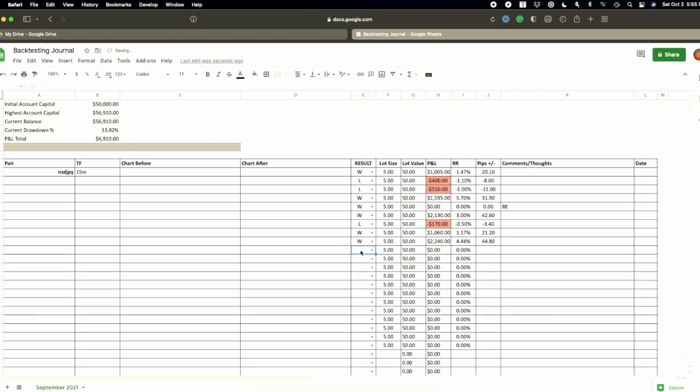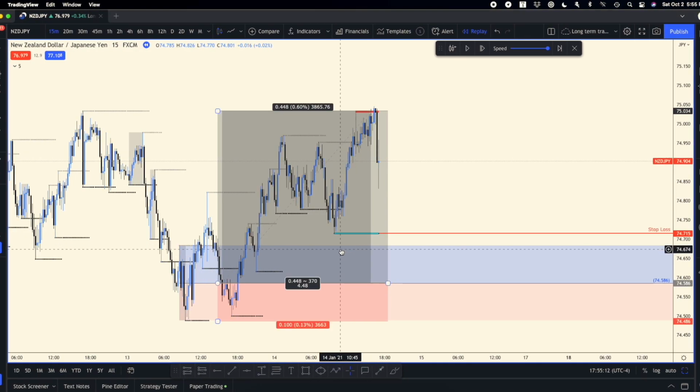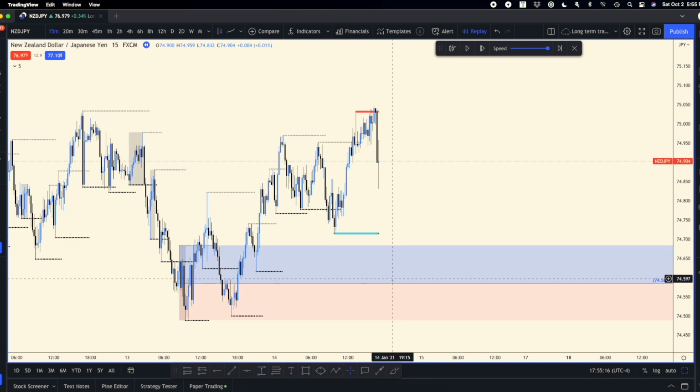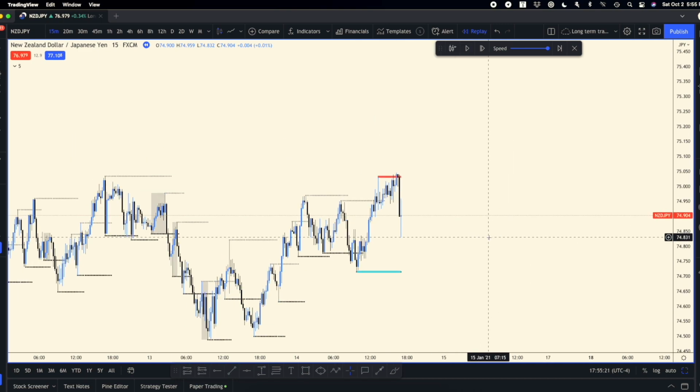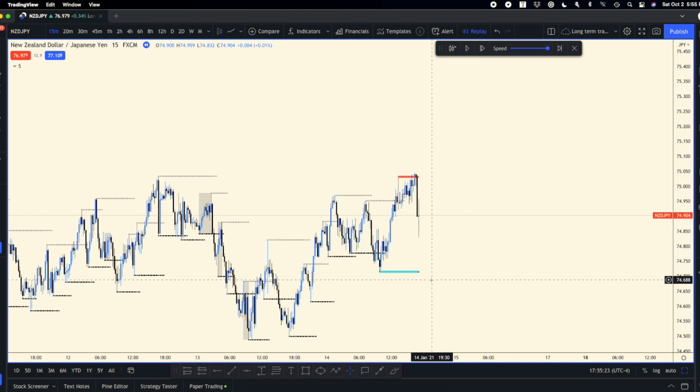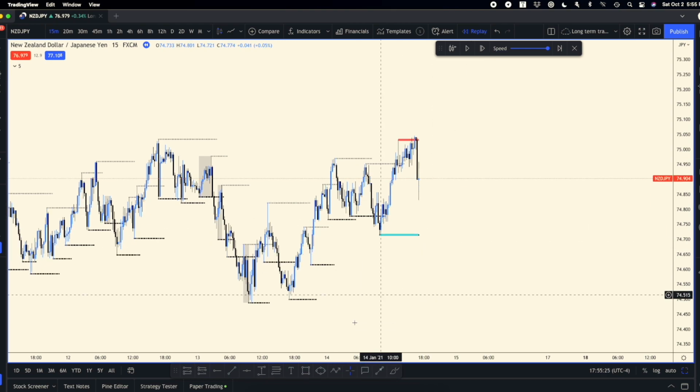I may need to start looking at NZD JPY. Somebody in the community did mention something about NZD. I think it was, I can't remember, but he said, don't sleep on NZD. And you may be right.